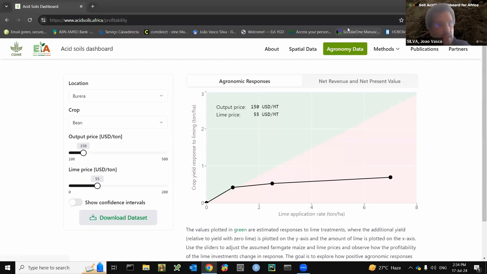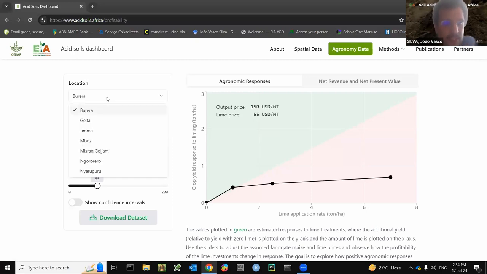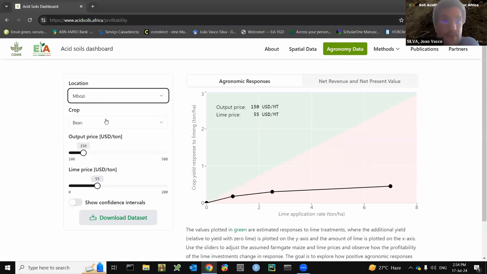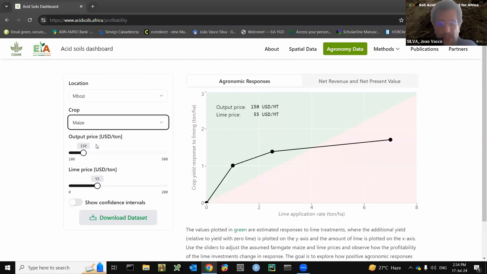And again, just very briefly, let's say we are interested in knowing the yield response to lime in the southern highlands of Tanzania. So this would be Mbozi. We are interested to have this for maize. So this is the crop we tested. And essentially, that's what you can see in this panel. It shows you in the x-axis the lime application rate, and the y-axis the yield response that you can expect to that application rate. So that's the response per se.